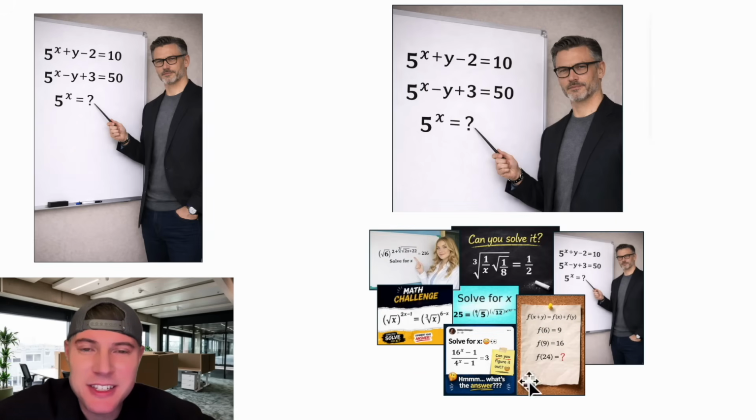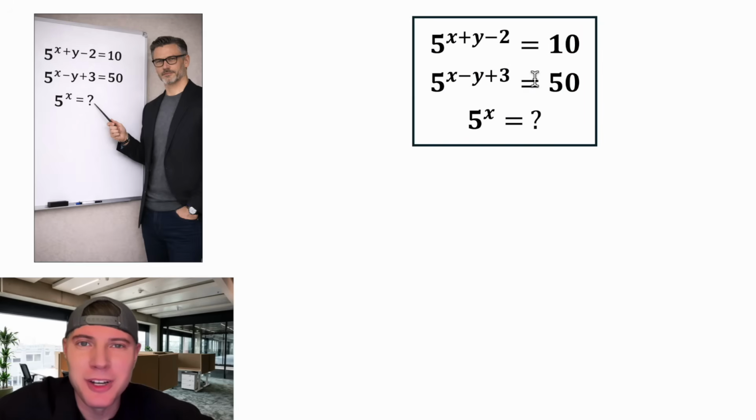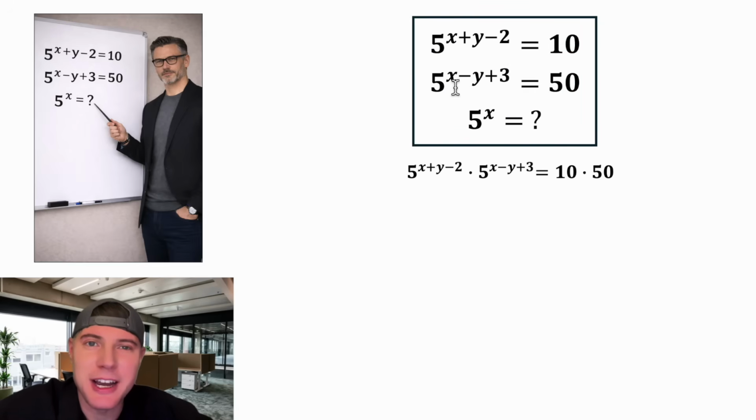This is day 6 of our internet challenge week. And now we're going to do this one. If you want to try it on your own, pause it right now because I'm going to solve it in 3, 2, 1. First, let's take the two things that we're given and let's multiply this row times this row.